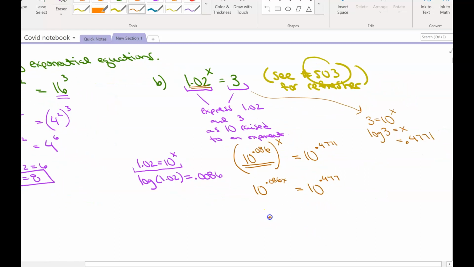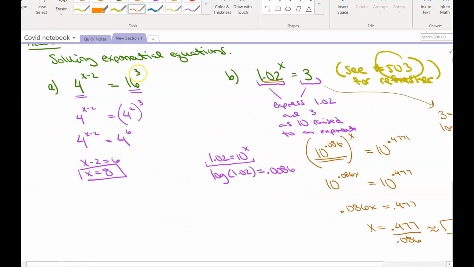And then, of course, we get down here, 0.086x equals 0.477. And when you take care of this, we divide. And oops, I'm going to let you kind of do that because I'm not right in this moment. My calculator just walked away. You're going to get some value for x.